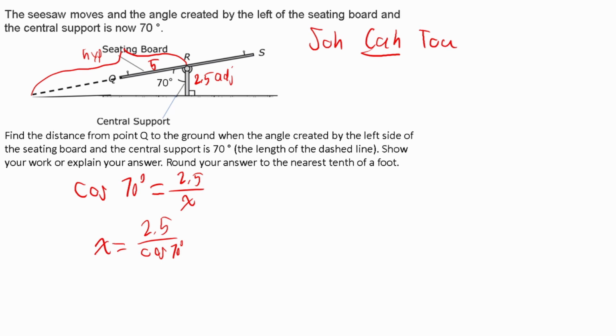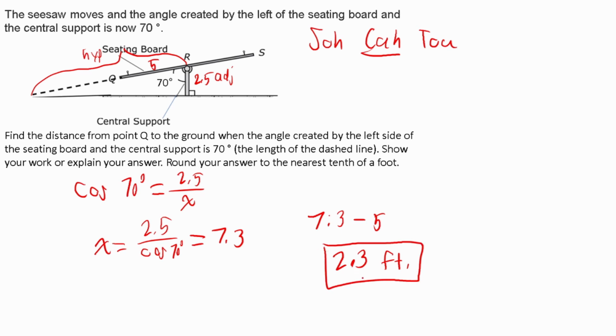We click enter and it gives me about 7.3. But what we have to do with that is then we have to say 7.3 minus 5, right? Because this will then give us our dotted line. So that's going to give me about 2.3 feet. And that is my answer for that dotted line.